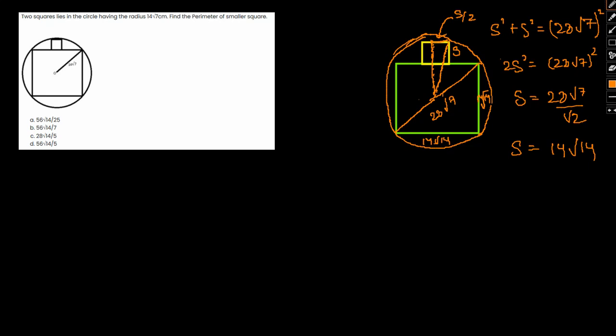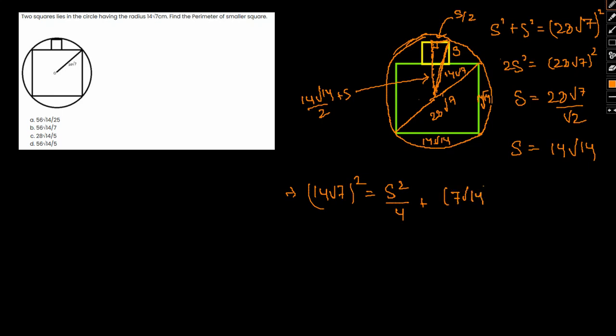Okay, this length will be basically 14 root 14 by 2 plus S. This will be this line. Okay, and this again will be the radius, or 14 root 7. So here we know this is a right angle triangle with this as hypotenuse. So we can actually write 14 root 7 whole square equal to S square by 4 plus 7 root 14 plus S whole square.